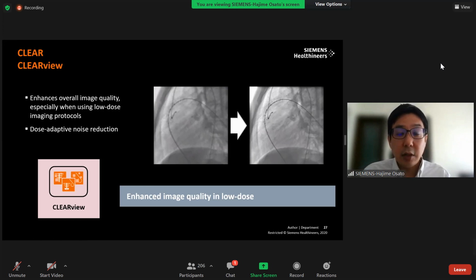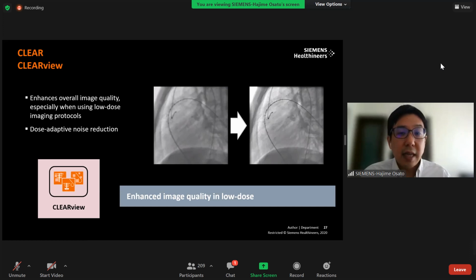The system detects noise signal and device signal individually, and applies a smoothing filter to the noise signal and a boosting filter to the device signal. Multi-frequency filtering is mainly used in all angio systems, all vendor products, in the current situation. Clear View is available for 2D imaging. We can use this for low dose setting to maintain image quality as well as possible.